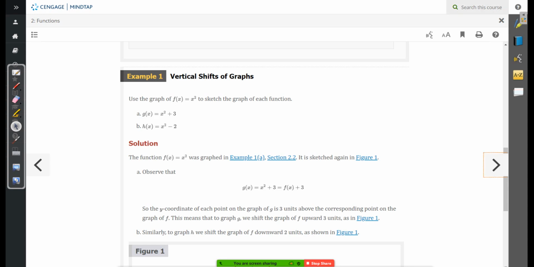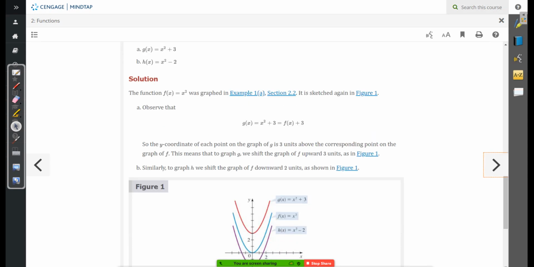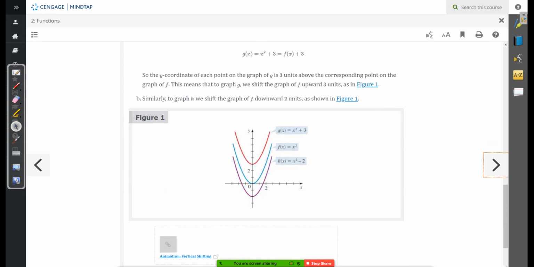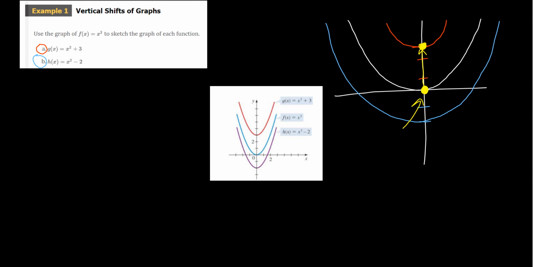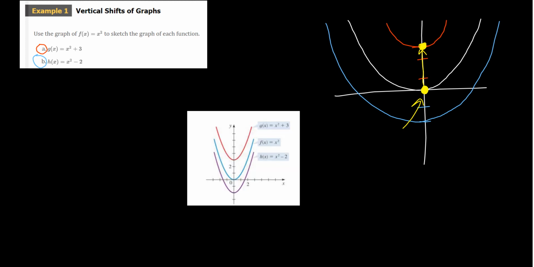So let's look at a more precise graph here. So let's see, what do we read here? Yeah, nothing different than what I said. And honestly, I feel like my graph wasn't too bad, was it? Okay, so we see that the blue line here is my original function, x squared, and then the red line would be that function shifted up 3 units, and then that purple line would be that function shifted down 2 units. And that's vertical shifts.